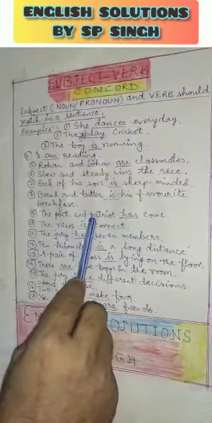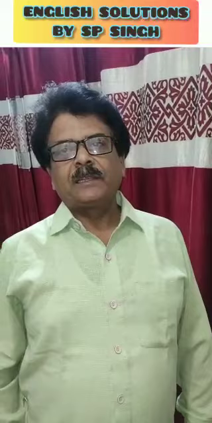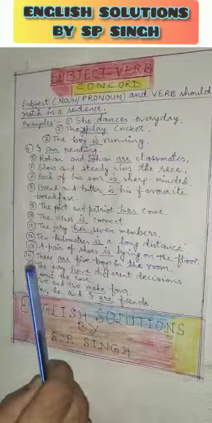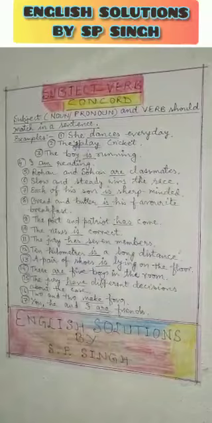"The news is correct." News is singular. "The jury has 7 members." Actually, jury is used in both ways. If it is referring to the collective noun, then it will follow a singular verb. And if it is mentioning the members, it will take a plural verb. "10 kilometers is a long distance." "A pair of shoes is lying on the floor." Certain words look plural, but they are treated as singular.